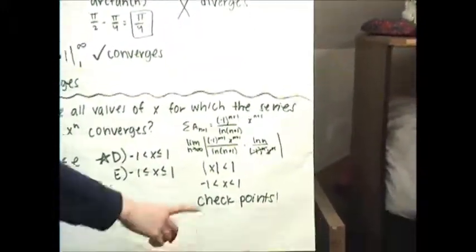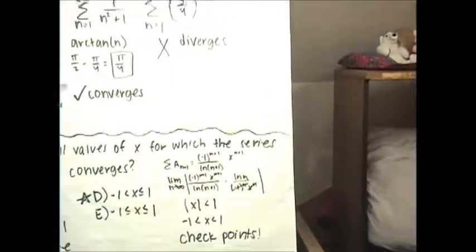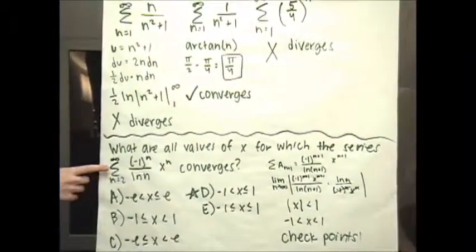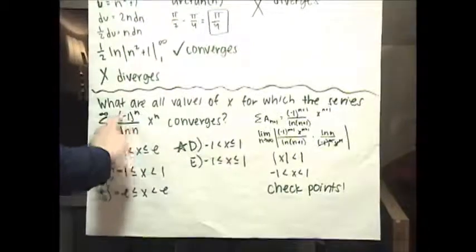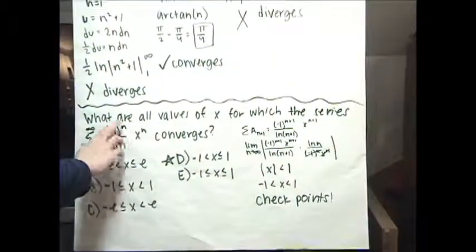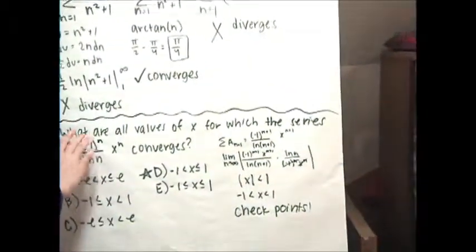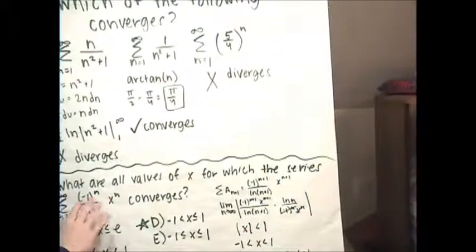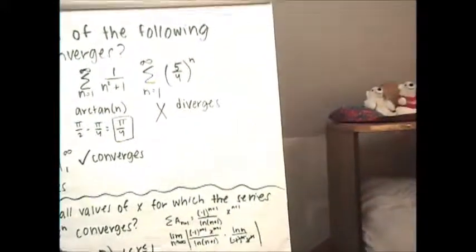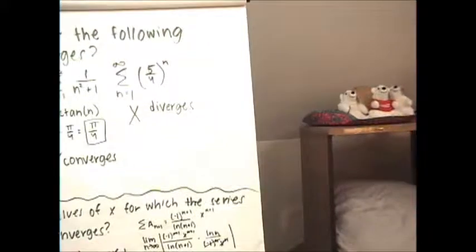Then you need to check the endpoints, so you plug that into your original series. So when you plug in a negative 1, it makes this not alternate, so it diverges. And then when you plug in a 1, it alternates, so it converges.